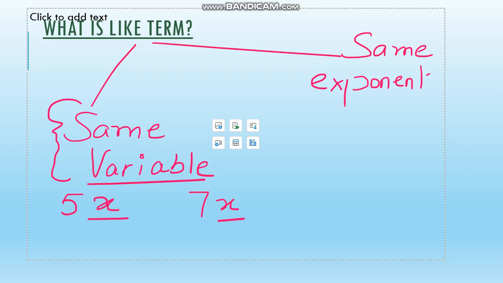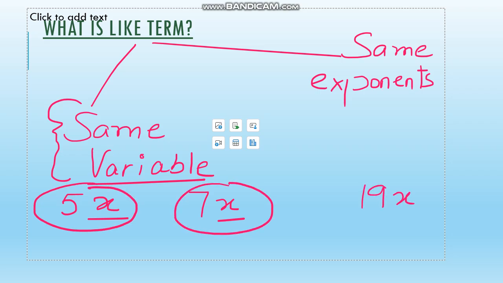What does that mean? In order to understand same exponents, let's take three terms here: 5x, 7x, and 19x square. It can be very comfortably said that all of them have the x variable. Now we are referring to their exponents. Exponents means power. Here x has no visible power, or we can say x has a power of 1. Here also x has a power of 1. So in these two terms, the variables are the same and the exponents are the same.